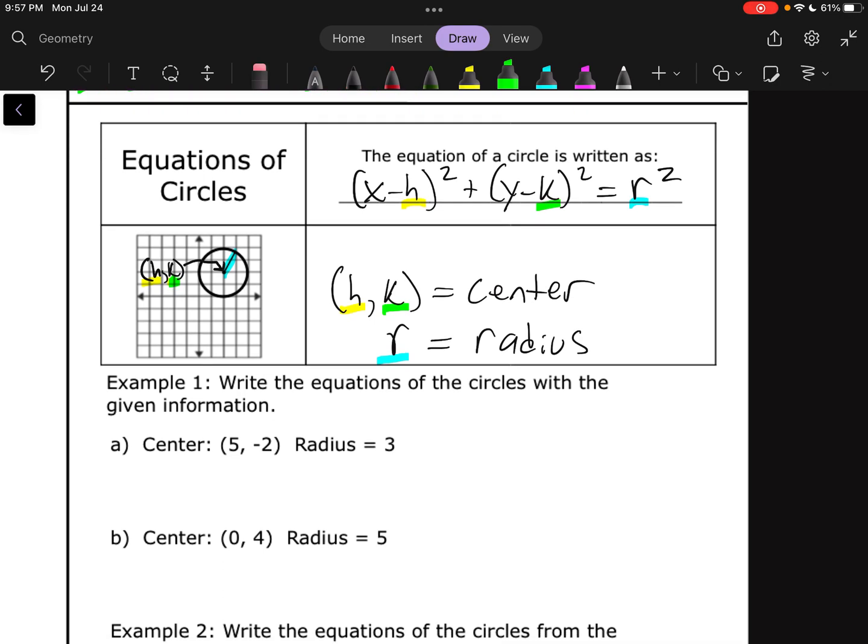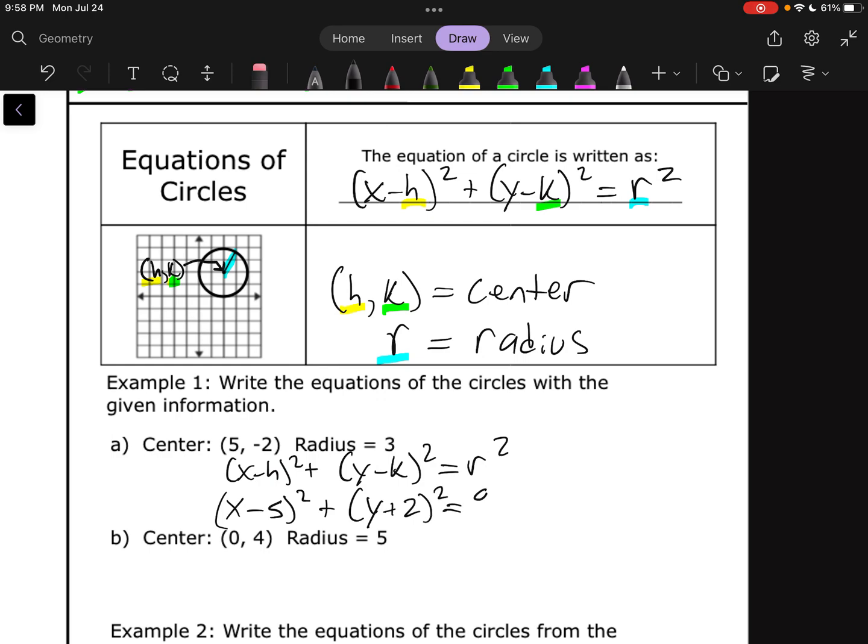So for example 1, we're just going to try to take this information. They're going to give us the center and the radius, and we're just going to try to write it out. So if our general form is x minus h squared plus y minus k squared is equal to r squared, then this would be x minus 5 squared plus y minus negative 2, so that would flip to y plus 2 squared, is equal to 9, right? Because we got to square that radius.